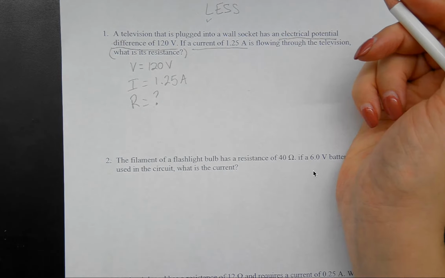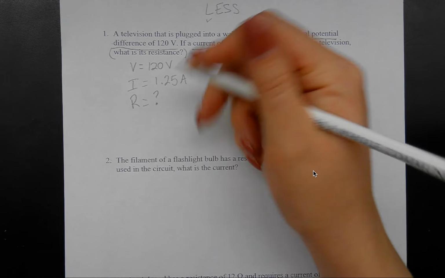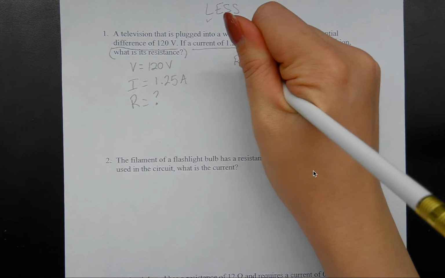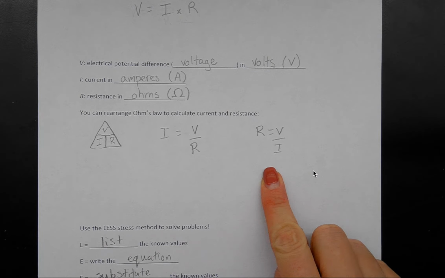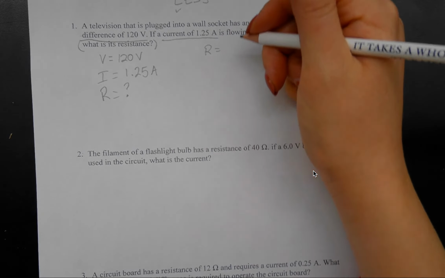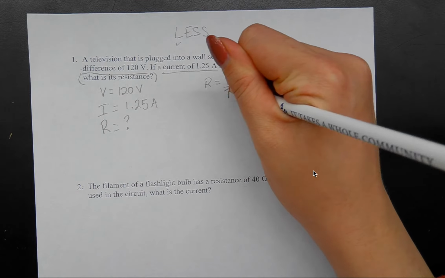Next step is to write the equation. So I'm looking for R. I'm going to do R equals. I'm just going to flip my sheet over, and I'm going to remind myself that R equals V over I. Okay, so I'm going to write that. E is for write the equation. R equals V over I. Okay, check.